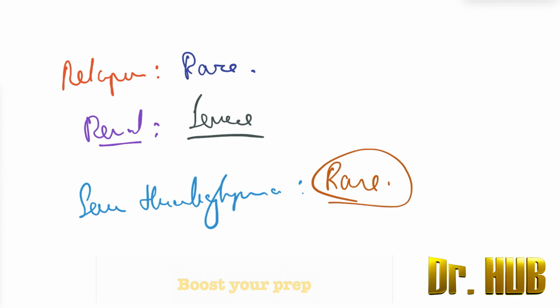So in this video, we saw the differences between the TTP and HUS. To name a few points, we saw the features such as the causative agent, the sex which is affected, relapses, renal impairment, to name a few.